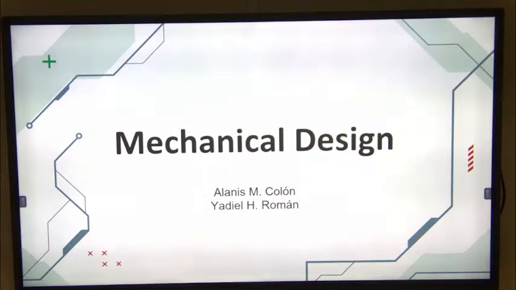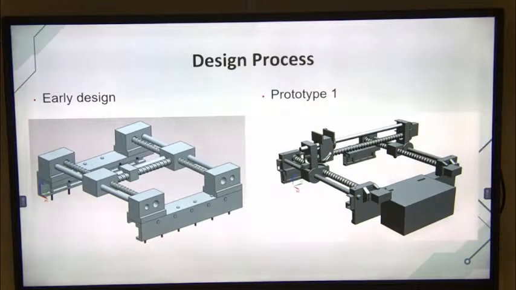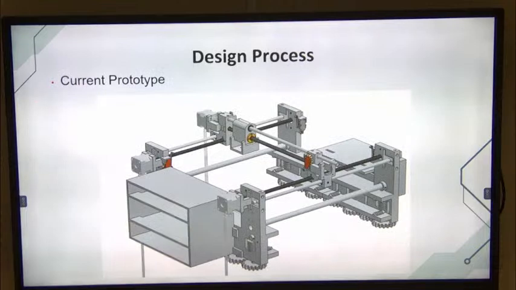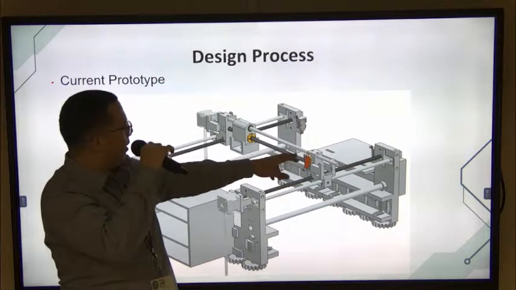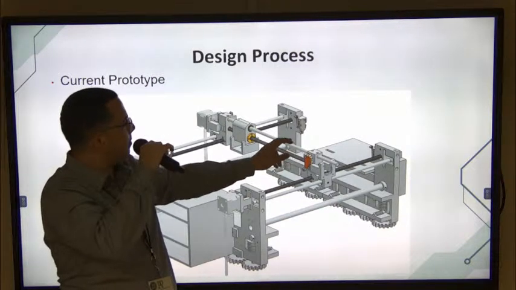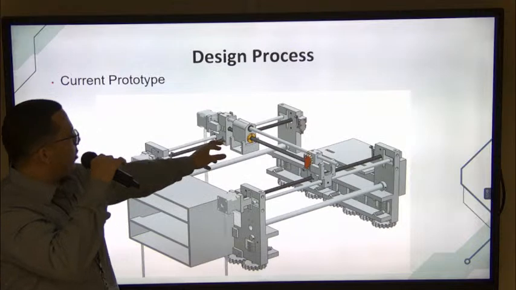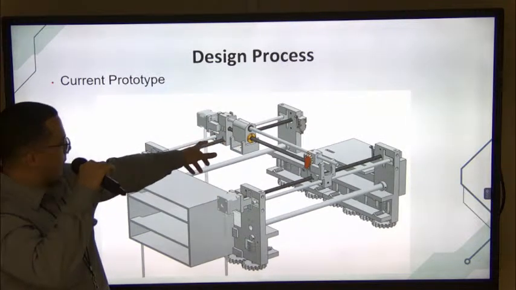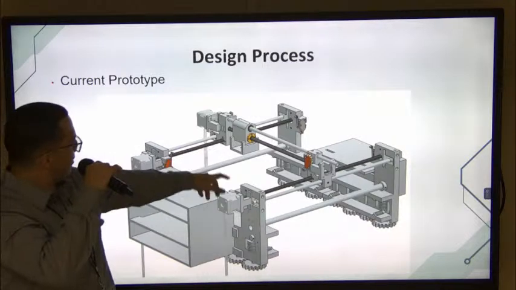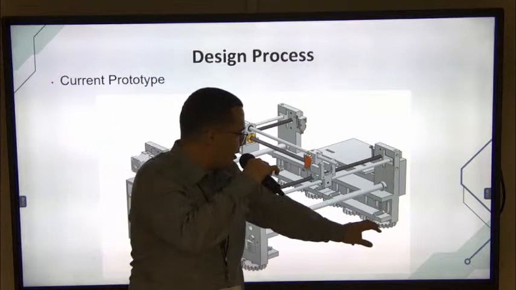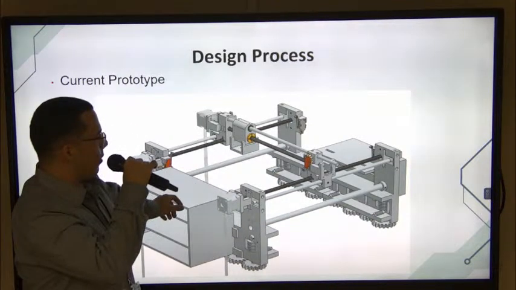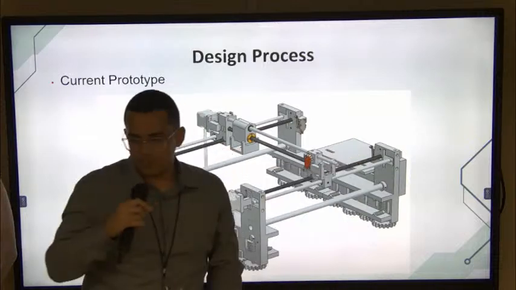Okay, so for the mechanical design, we have the early design process that the team presented last year and the prototype that they designed. Over here we have our current prototype that we're working on, which contains a lead screw and a linear line bearing for linear motion across the X and Y axis. We have the clamping mechanism that we designed, gears, and the wheels, the electrical component box, and the battery box.